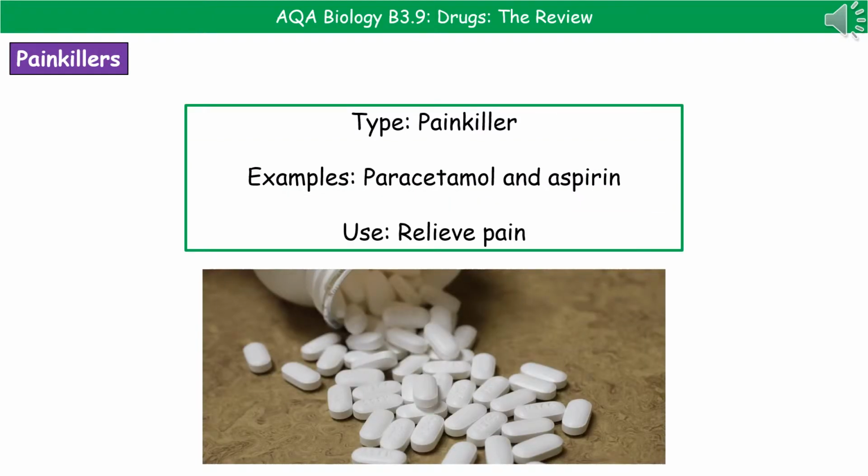The first type of drug that we could have are painkillers. Now, what they actually do is, as the name suggests, they prevent you feeling pain, or they relieve the feelings of pain that you have. Two common examples of these ones that you've probably taken at some point in your life: paracetamol and aspirin.